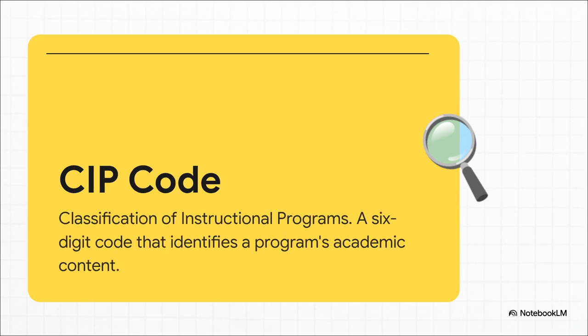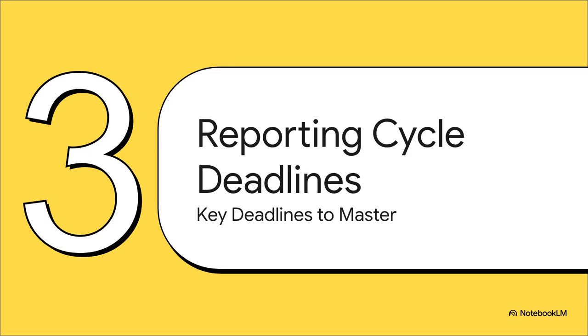And it's the same story for the CIP code. This little 6-digit number classifies what the program is actually about, you know, the subject matter. It's a national standard. And hey, if you're ever unsure, you can always find the most current codes on the National Center for Education Statistics website. All right, we've covered the what. Now let's get into the when.